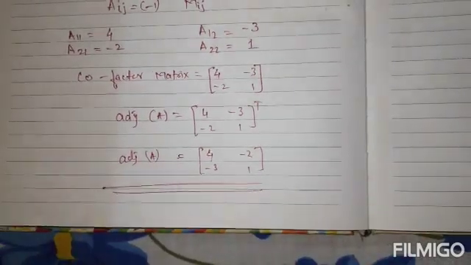Now let us take an example of a 3 by 3 matrix. If we take an example of a 3 by 3 matrix, let's take the second question only from your exercise. It is question number 2.